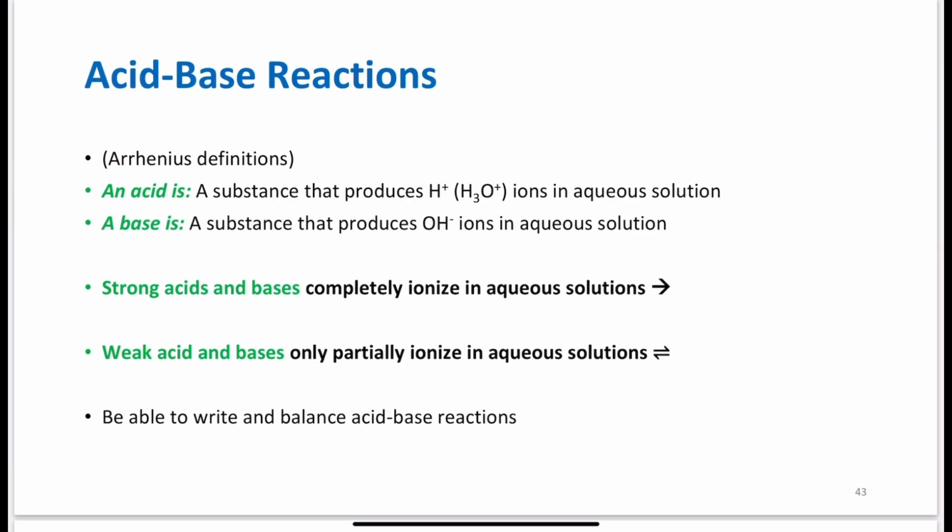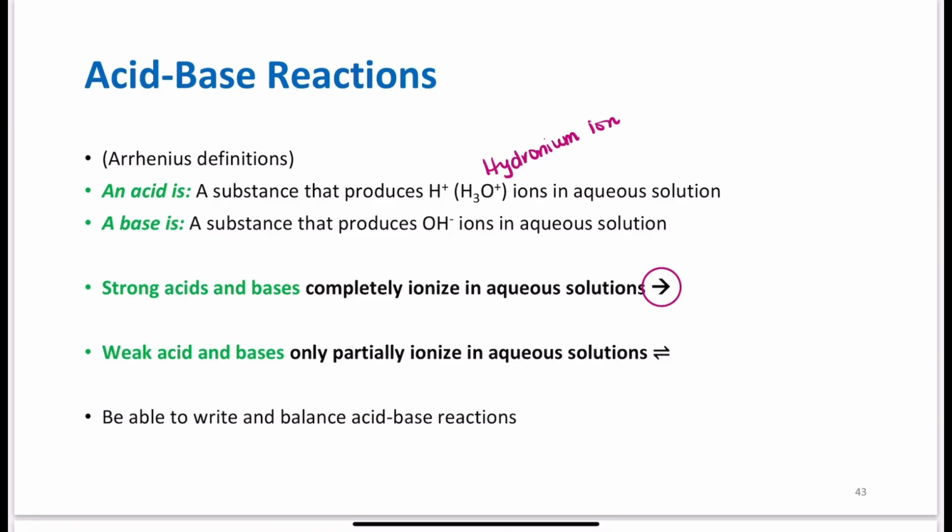We also have acid-base reactions. Remember, an acid is defined as a substance that produces H+, which technically speaking, is H3O+ ions in solution. We say H+ for simplicity, but really it's donating that proton to water, so it's really forming hydronium. A base is a substance that produces hydroxide ions in solution. Strong acids and bases completely ionize in aqueous solution. And to emphasize that, we use a single-headed arrow, meaning there's no return. It's going one direction only.